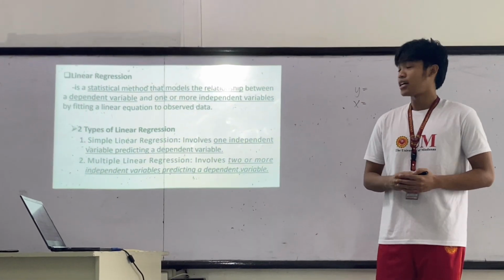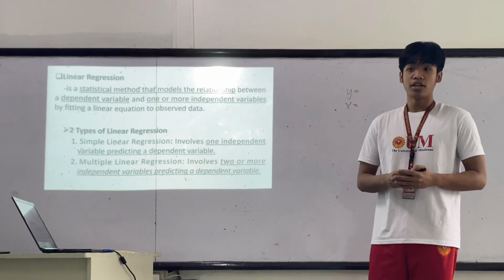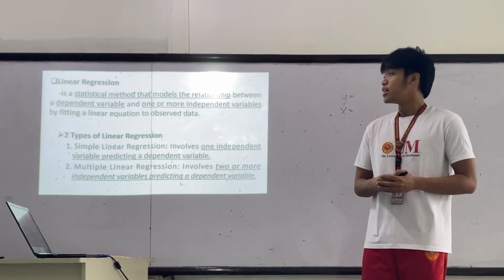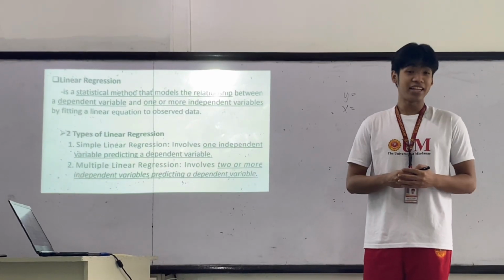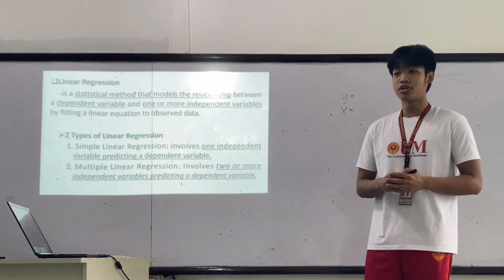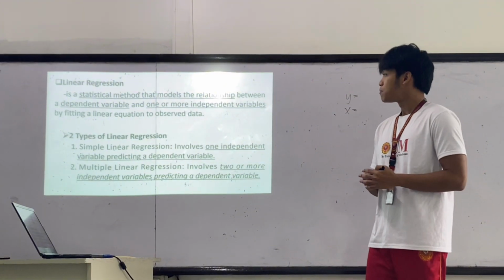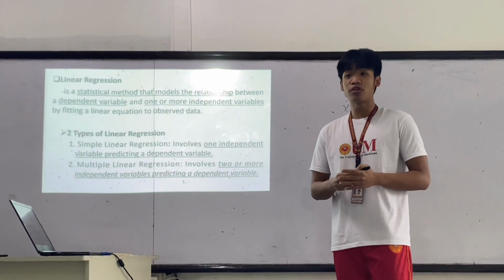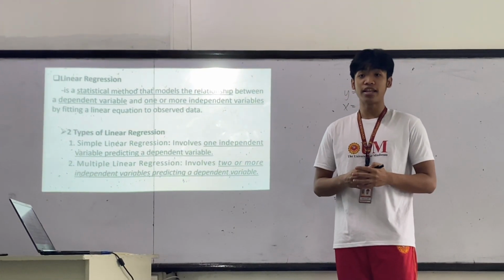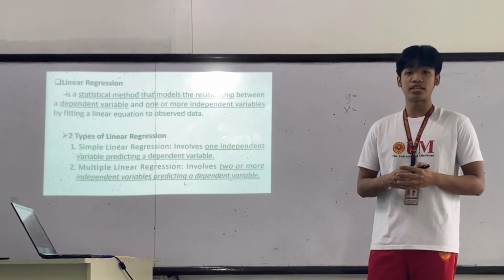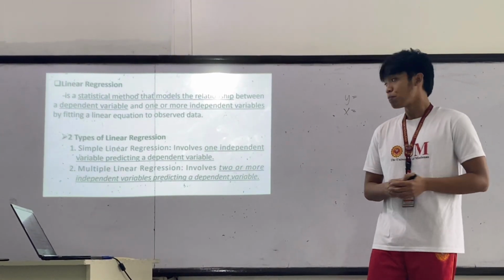So what this means is that linear regression is a way to show or to illustrate the relationship between the independent and dependent variable, or linear regression is a way to show the influence of the independent variable on the dependent variable, or rather, how the independent variable influences the dependent variable.